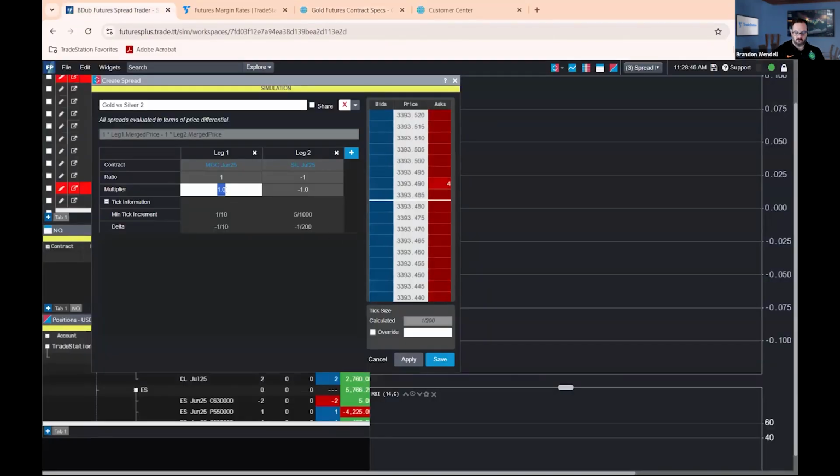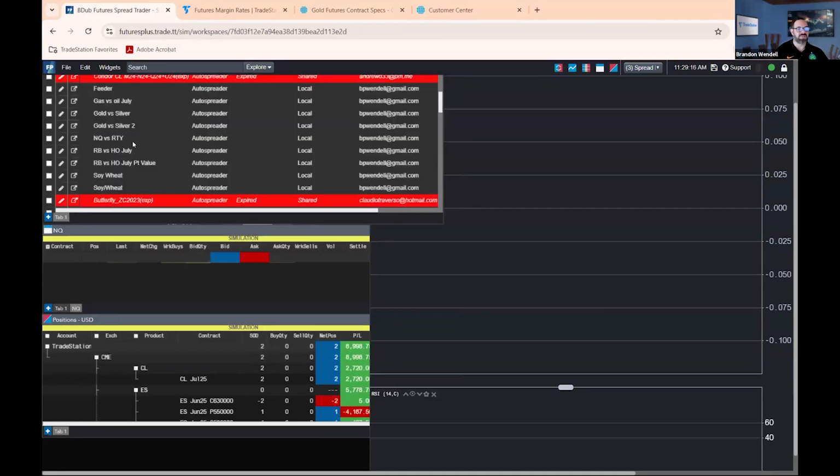The multiplier for gold is 100 because it's 100 per ounce. Or sorry, no, it's not 100. This is the micro. So we're dealing with 10. And for silver, actually, that one is not 5,000, it's just 1,000. And you can see the deltas change. And I'm not going to worry about delta neutrality right now, but I'm just going to go ahead and create this one, save. And it should show up.